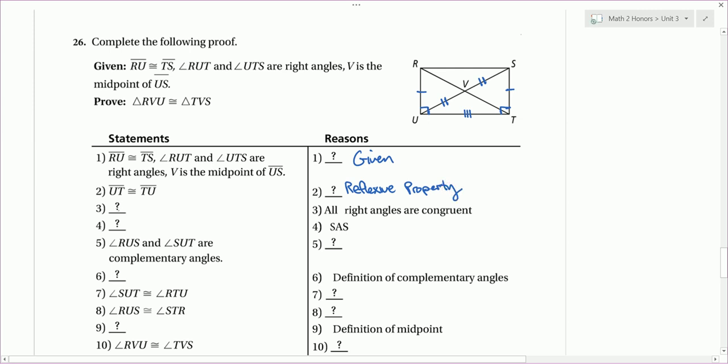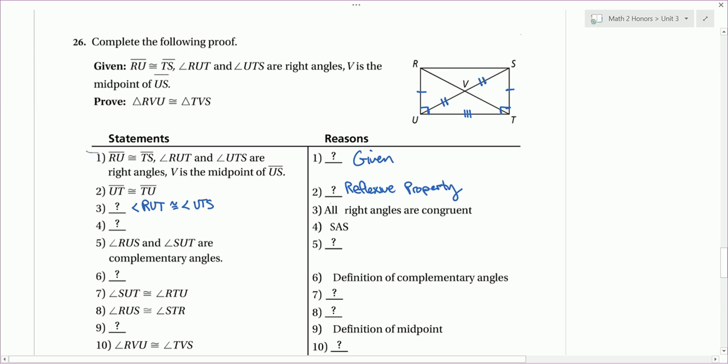Third statement we need to come up with, but we have the reason: all right angles are congruent. Well, there's 2 right angles we drew in there, so that would say that angle RUT is congruent to angle STU, or UTS. Statement 4 we don't know, but we know the reason is side angle side.